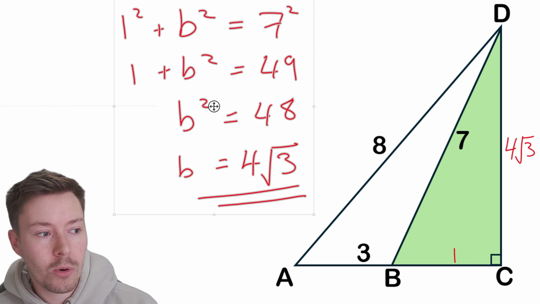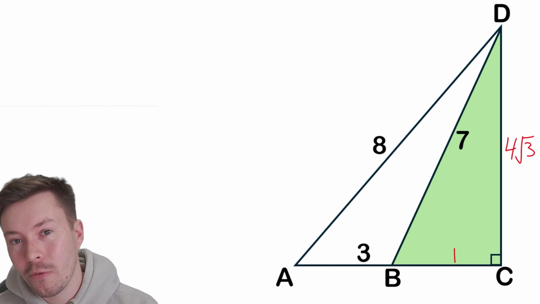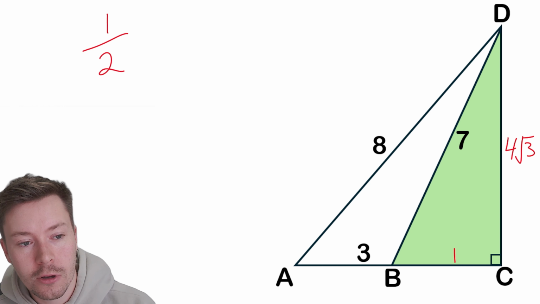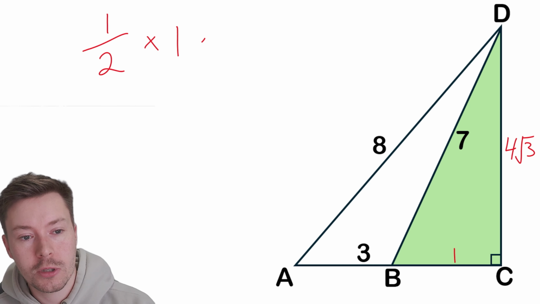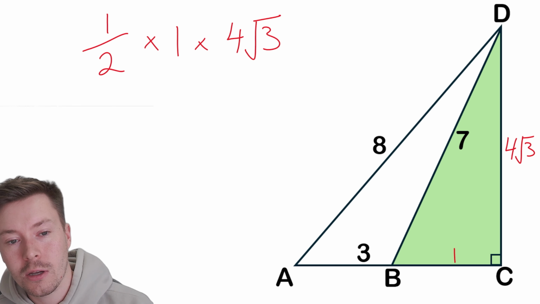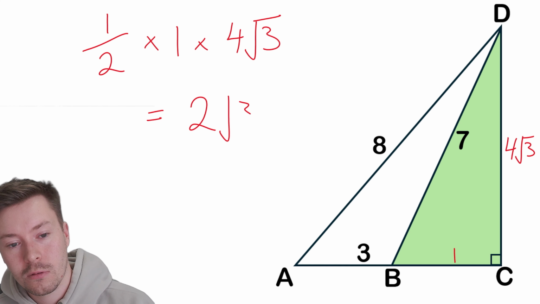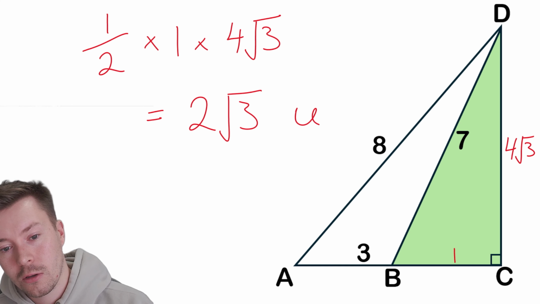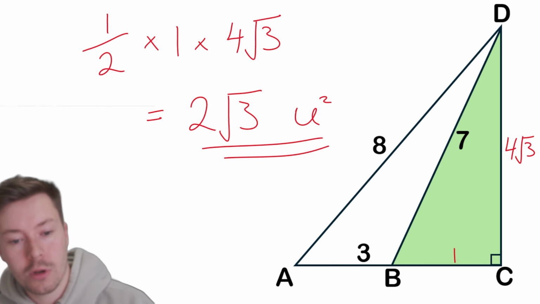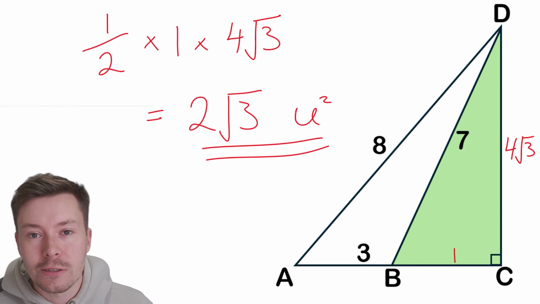All we need to do now is work out the area, which is very simple for the area of a triangle. So that's a half of the base, which is 1, times the perpendicular height, which is 4 root 3. So that gives us an answer of 2 root 3 units squared, whatever the units are, centimetres, metres, kilometres, nanometres.